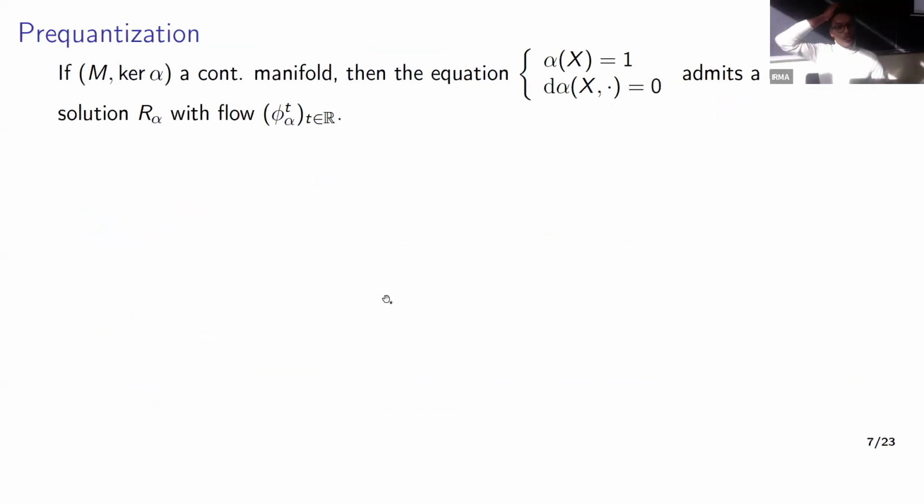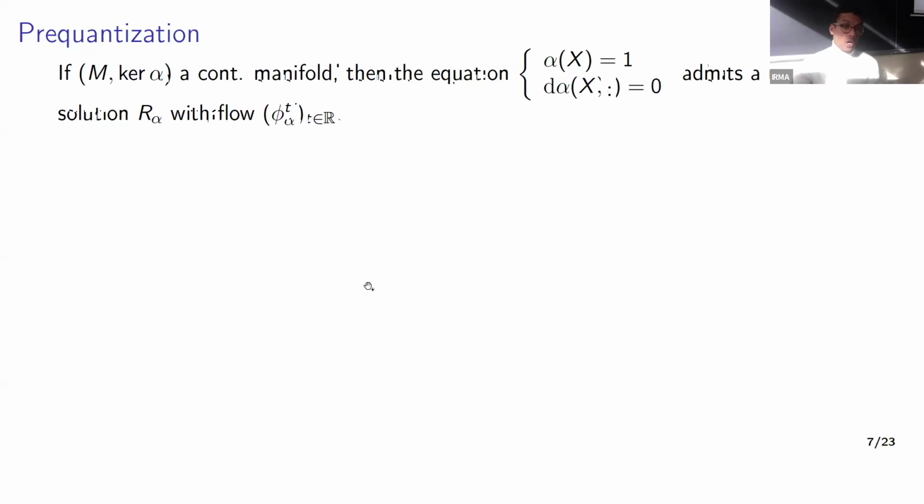So first, a Reeb flow. If you have a contact manifold, you fix a contact form, then to any contact form you can associate a vector field, which is called the Reeb vector field, which is uniquely determined by these two equations. So the contraction of this vector field with d alpha is always 0, and the contraction of this vector field with alpha is equal to 1.